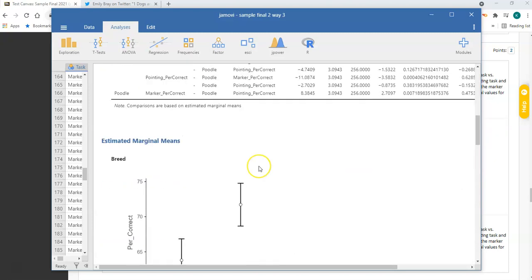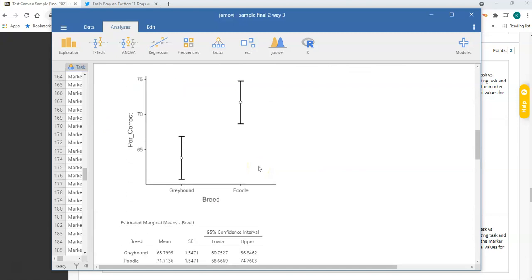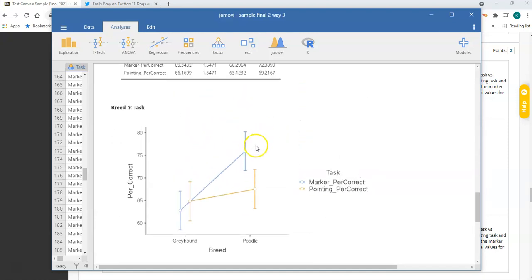Let's go ahead and go down and look at that interaction, because that's probably the question I asked first, if I had to guess. It looks like, here's the interaction. Looks like greyhounds did about equally well on the marker task and the pointing task. However, poodles seem to do a lot better on the marker task than the pointing task. So that's probably the interaction again. We're going to have to go up and look at the p-values to see for greyhounds, is this difference compelling? Probably not. Look at the overlap. So this is probably going to be a large p-value, and here hardly any overlap, so this is probably going to be a small p-value.